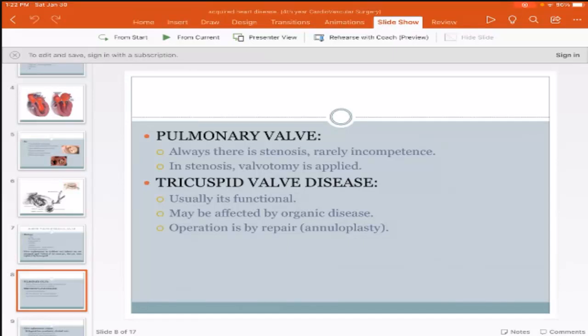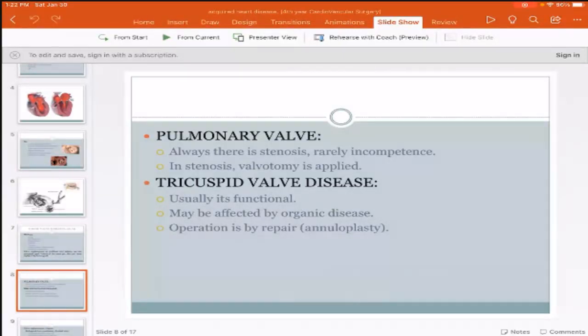Tricuspid valve disease is usually functional, as I mentioned, because of mitral valve stenosis. It leads to functional tricuspid regurgitation or incompetence. It may also be affected by organic disease, sometimes for reasons we don't know. Till now, they don't know the cause. And we have only the tricuspid valve disease, only this valve; the other three valves are intact.